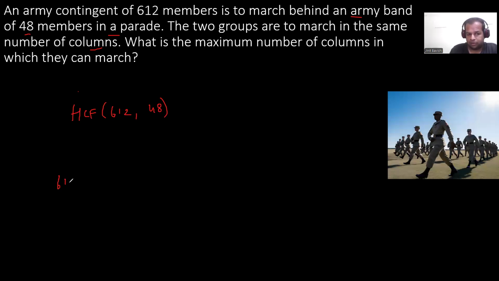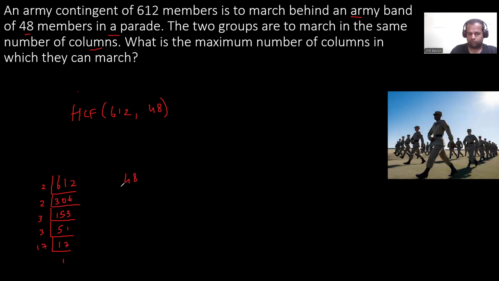612: we'll find the factors starting with 2, because it's an even number. 2 times 306. 2 again, 153. It's an odd number, so we try 3. Check 1 plus 5 plus 3 is 9, so it's divisible by 3. 3 times 51, then again 3 times 17, and 17 is prime. That's the factorization of 612.